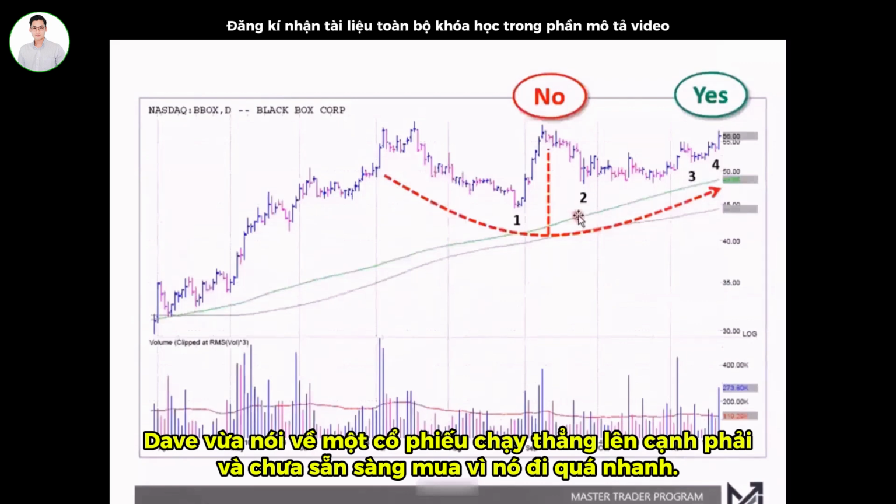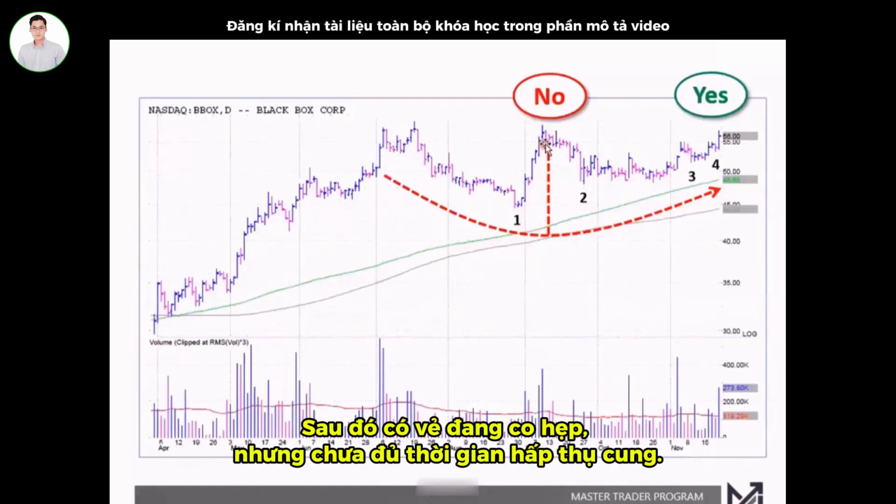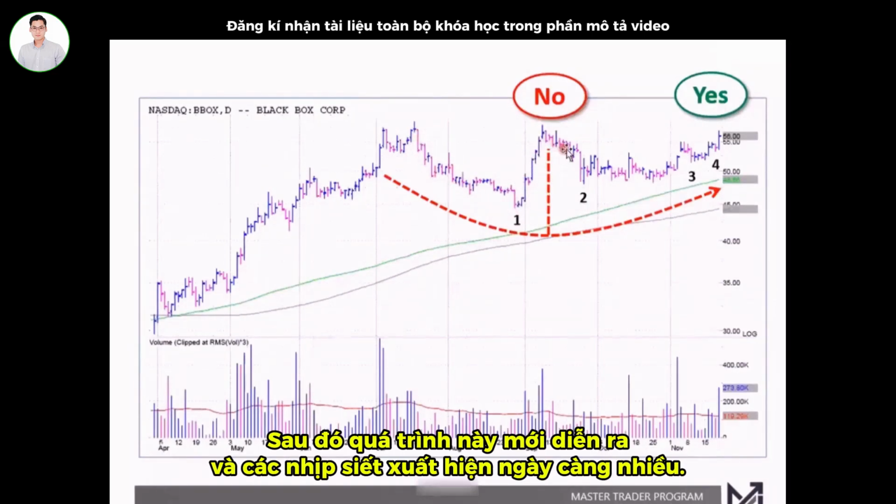Dave just said this before, I forget what page it's on, about the stock that ran up the right side, and said that's not ready there because it ran right up the right side. Here's a perfect example where you run right up the right side. Even though this comes back and maybe looks like it's contracting, this is still a compressed right side. It hasn't had the time to go through it. And you see here, you start going through, and now you're getting more and more tightenings.